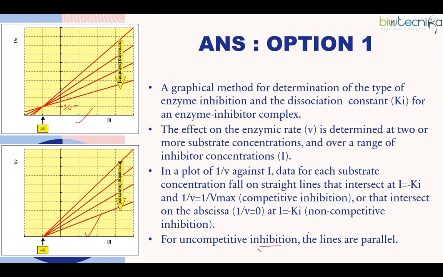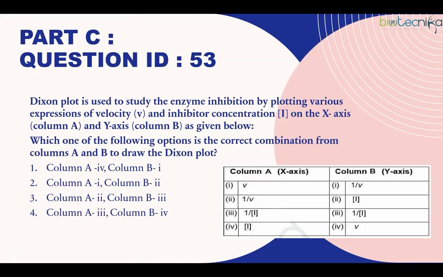So basically, if you plot 1 by V against inhibitor concentration, it will give you intersecting lines, and that is the Dixon plot. What do you take on the x-axis? On the x-axis you take inhibitor concentration, so column A is option 4, and on the y-axis you take 1 by V, so column B is option 1.